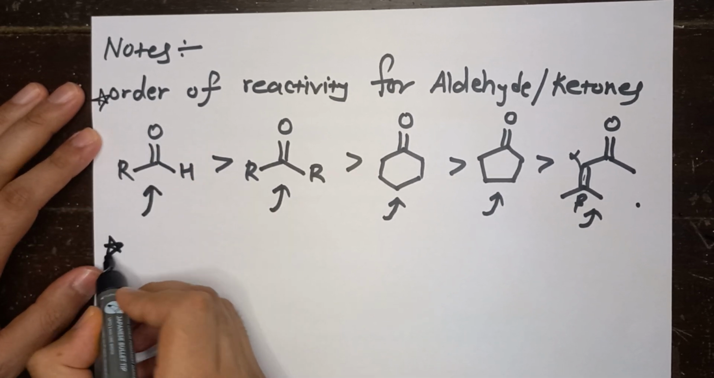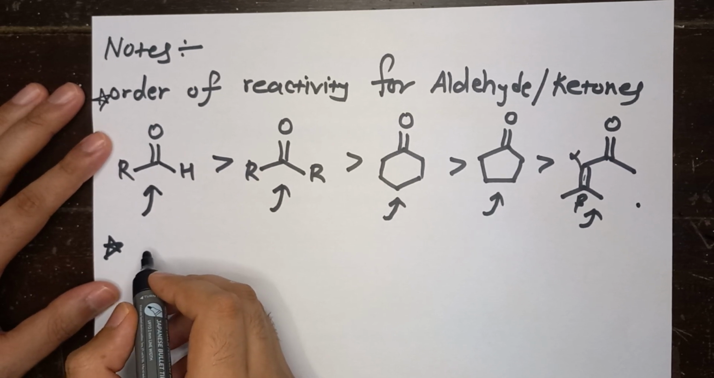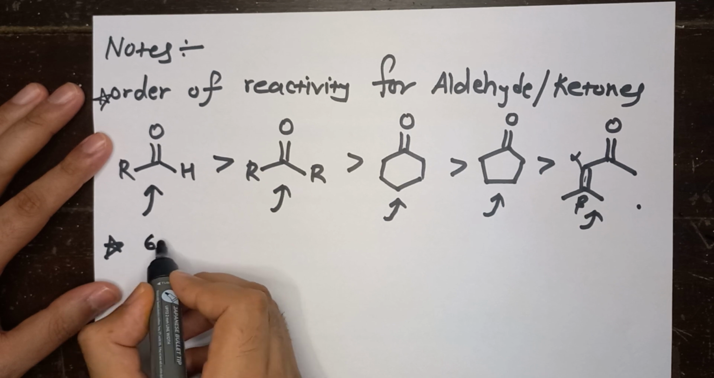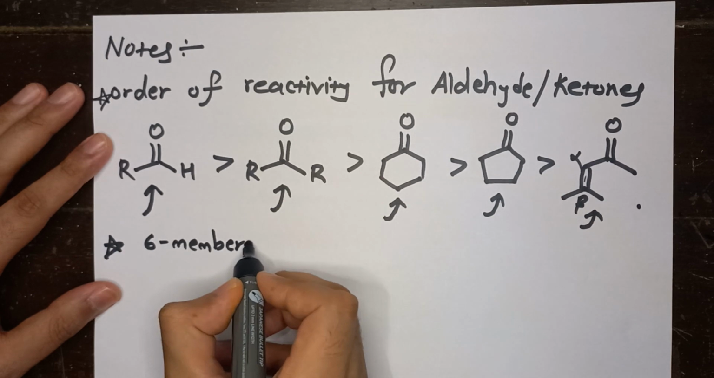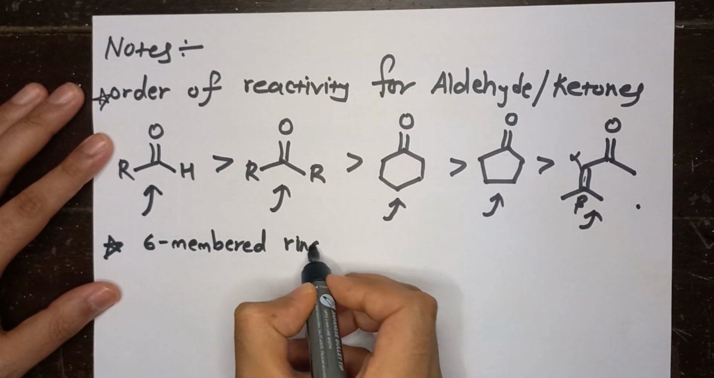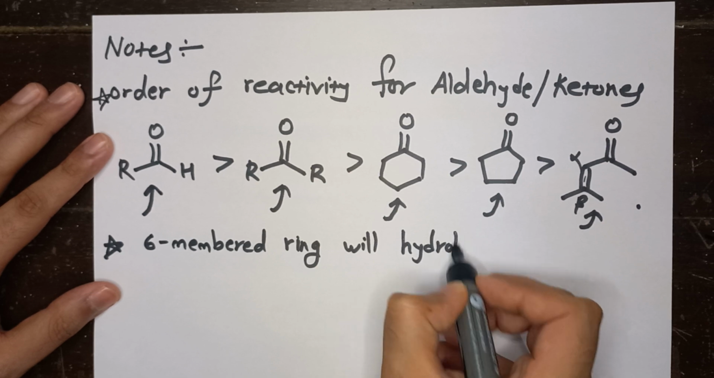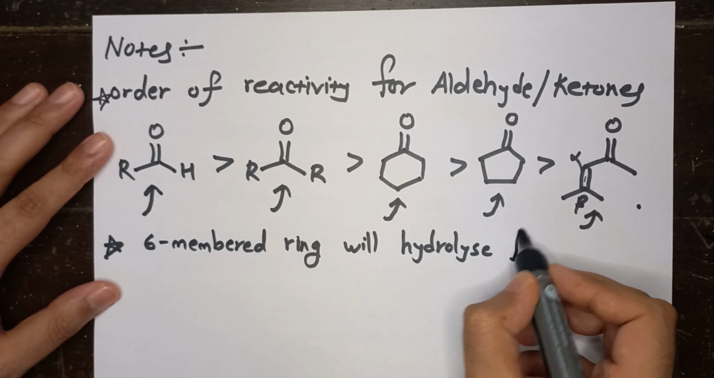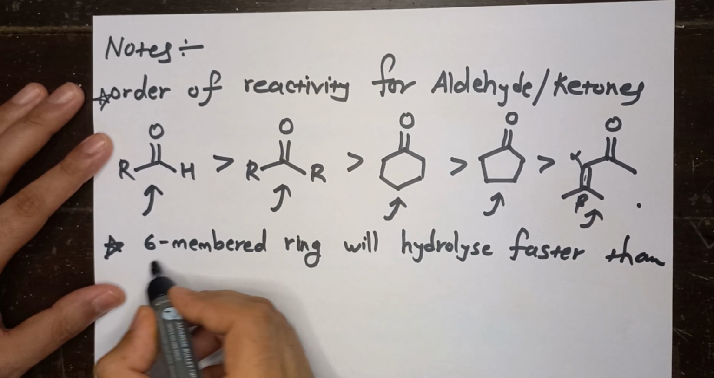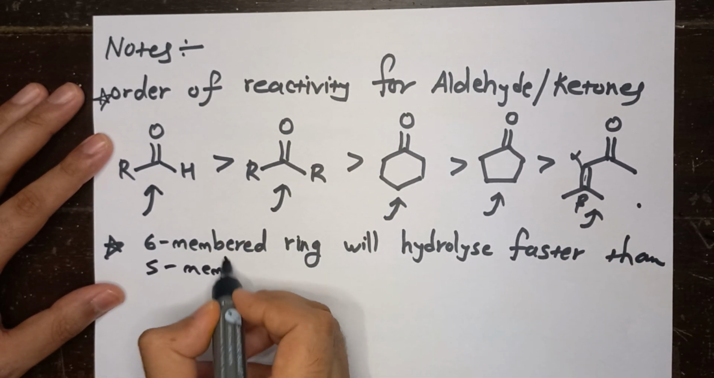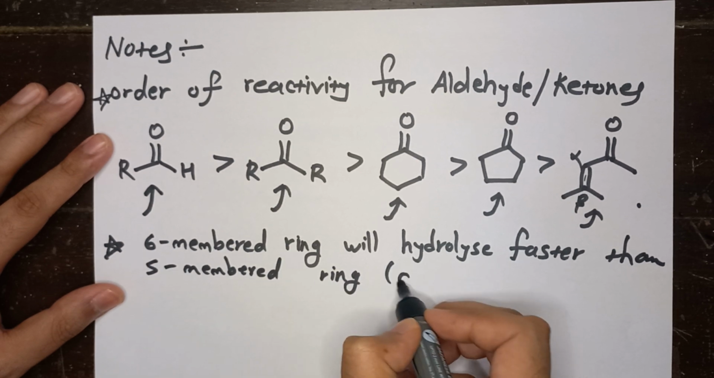The second thing is that the 6-membered ring will hydrolyze faster than the 5-membered ring when it comes to deprotection.